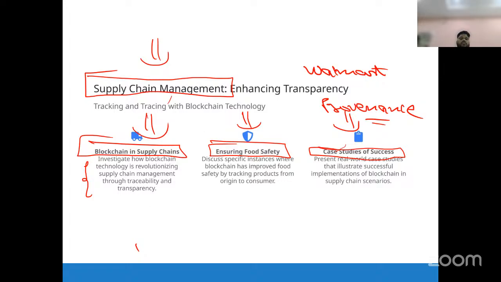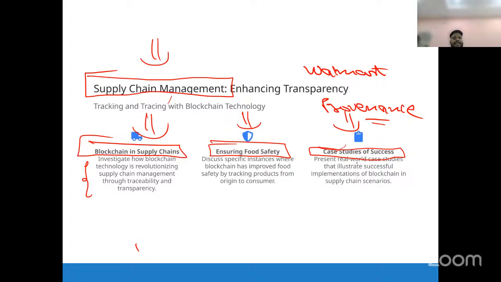Then again, moving on to food safety, make sure that whatever food we are trying to track, everything is on the blockchain platform so that if anybody tries to tamper, or if there is any food which is contaminated or not good, we can always go back and have a look into those contaminated foods. Okay, if anything is wrong in the system.